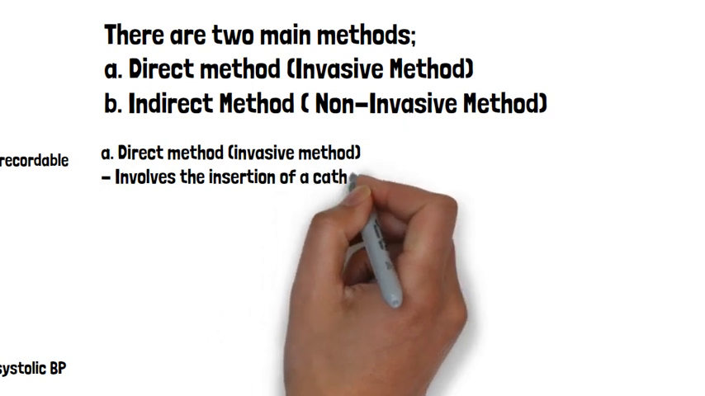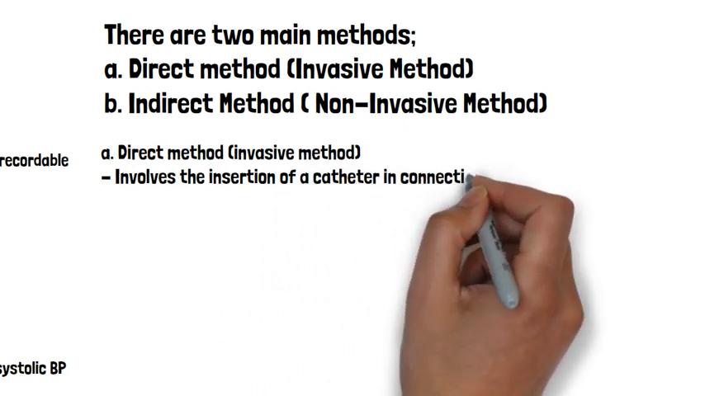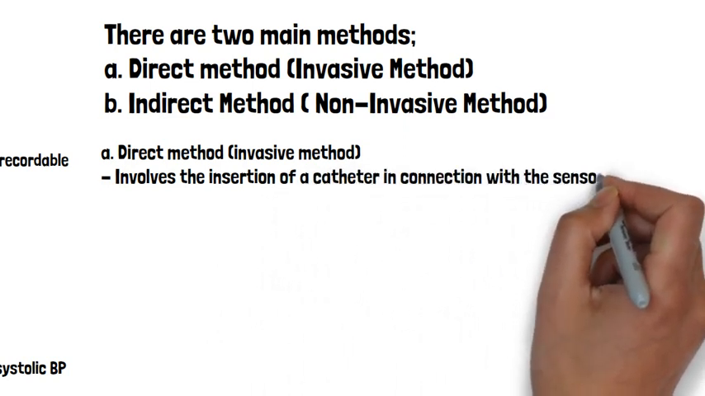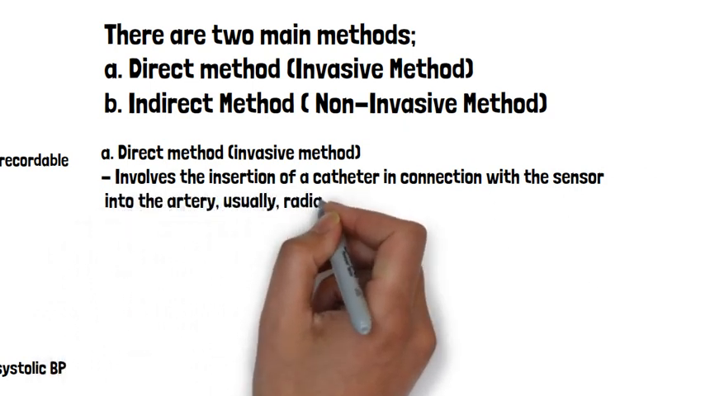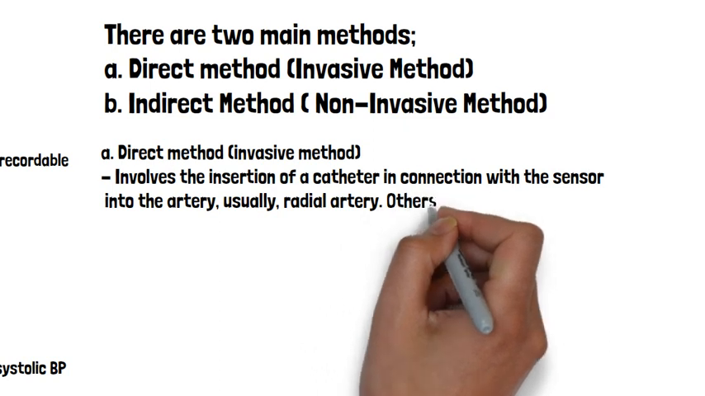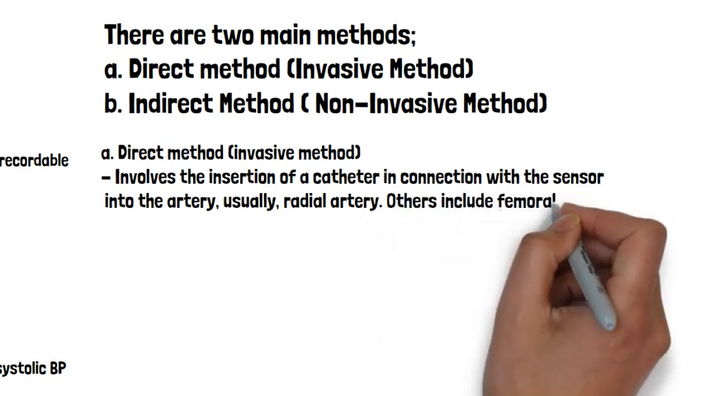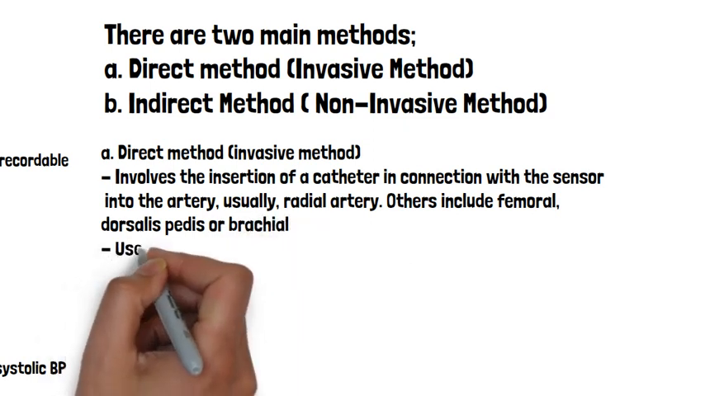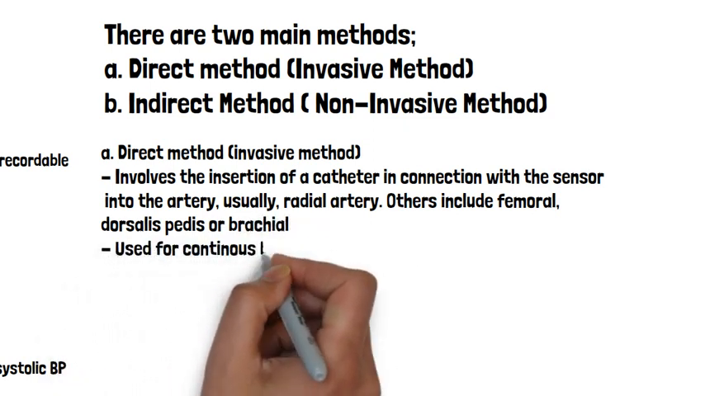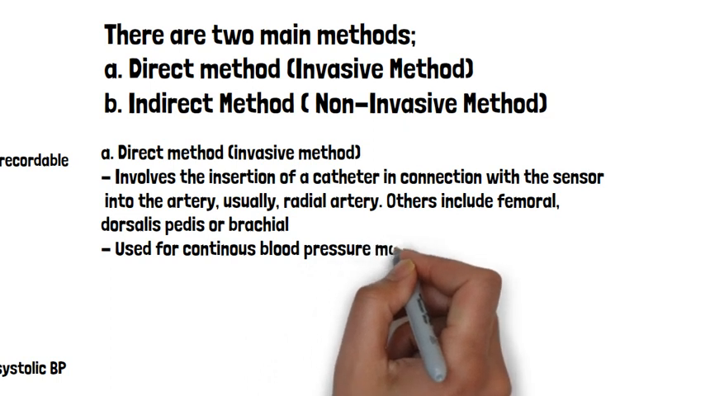The direct method involves insertion of a catheter and the recording system into an artery, that is, insertion of a catheter into the concerned artery. Often the radial artery is used, and it is important to know that this method is used for continuous BP monitoring. The next method is the indirect or non-invasive BP method.